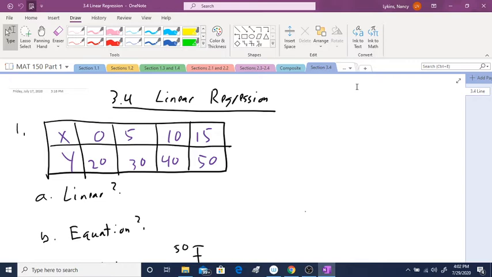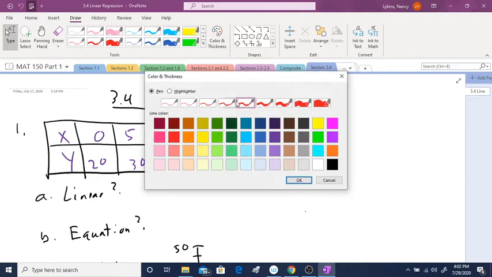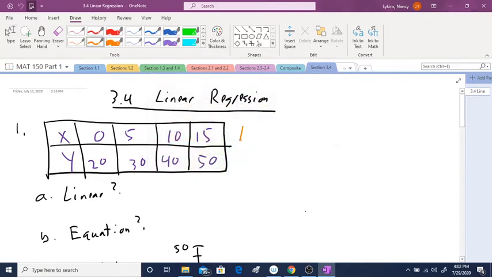So what I want us to do is go ahead and think of patterns. What's my x doing? It's going up by 5. What's my y value doing? 20, 30, 40, 50. It's going up by 10. Remember, x is L1, y is L2. Now, it is linear because it's going up by 5, going up by 10. Now, my slope, just for the time being, what is my slope?